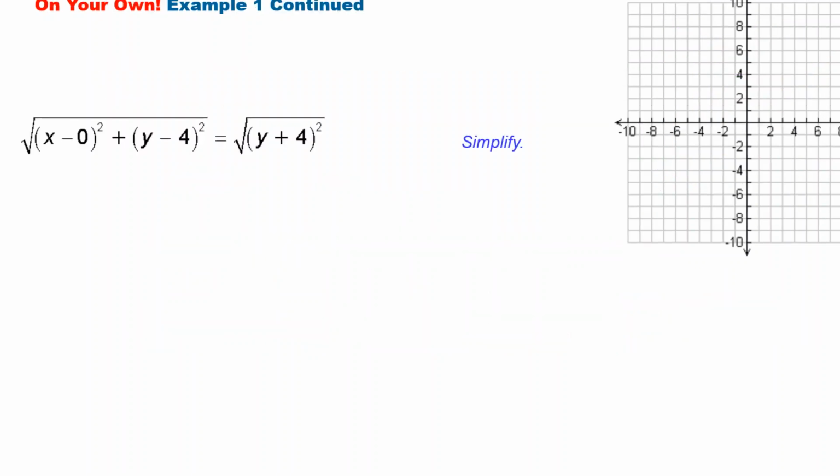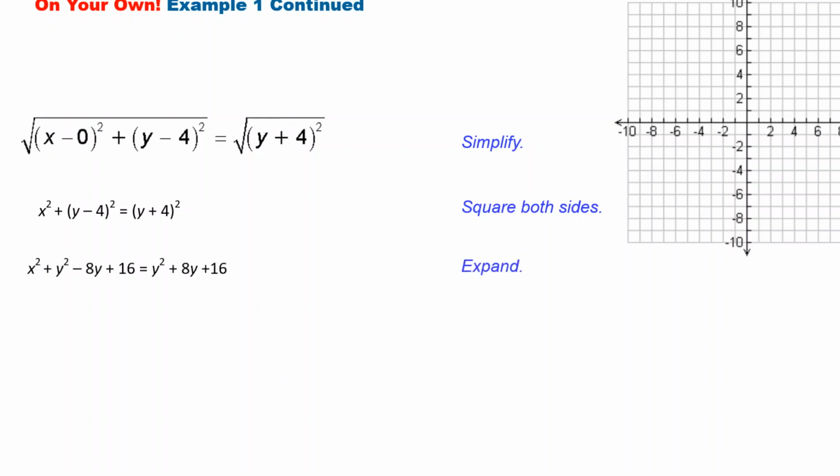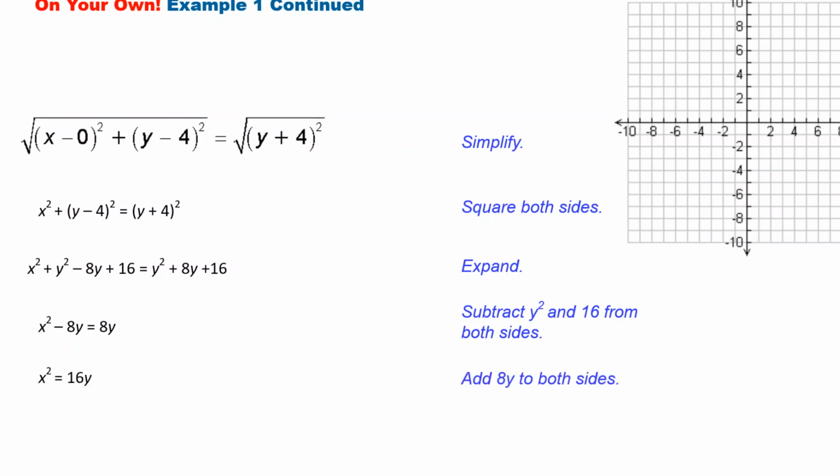When we simplify it all out, we again need to square both sides. And now, once again, we need to expand it by multiplying it out. Again, we can subtract our y squared and 16 from both sides, and we end up with x squared equals 16y. So we want to solve for y. So y equals 1 over 16 times x squared. And this is your final answer right here.